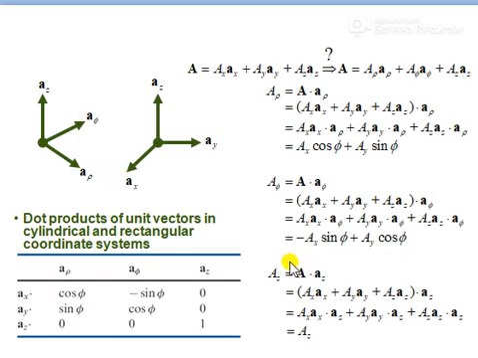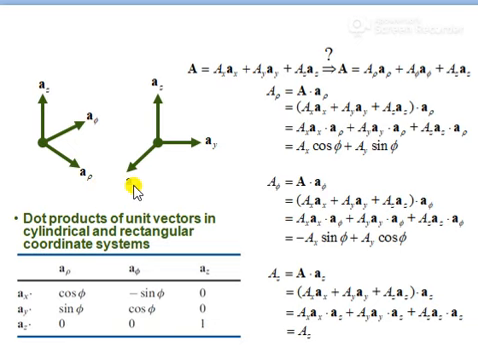Next, you can also have the dot product of both the vectors. Suppose ax, ay, az are the unit vectors of the Cartesian system, and a rho, a phi, az are the unit vectors of the cylindrical coordinate system. Now you can see that az is the same in both, but ay, a rho, ax, a phi are all in different directions.